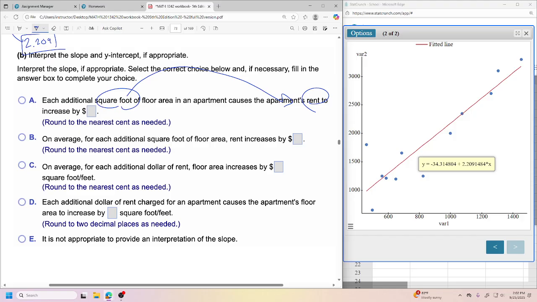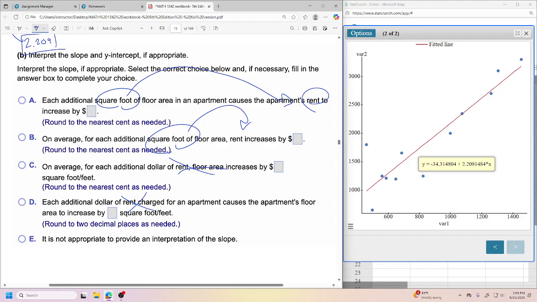B? You like B? Hold on, I'm going to flip it a little bit here. I've got to look at my notes too. Yeah, square feet to rent. What about this one? Rent to square feet? No. And I don't think that's going to be the answer here. So it's either A or B now.